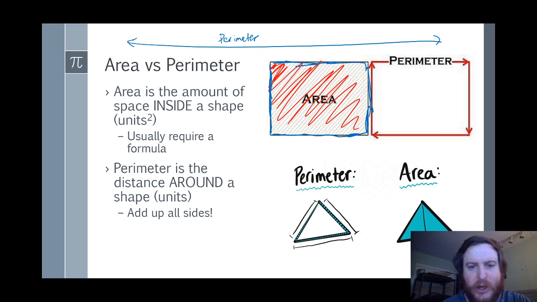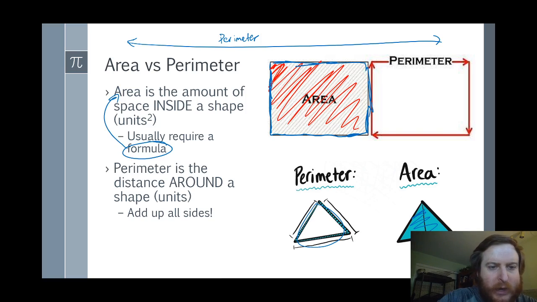Okay, if you think of a tile floor, like if you had to paint the tile, that would be the area. But if you laid a string around it, that would be the perimeter. So that's our difference. The same thing here, perimeter would be that distance around a triangle, whereas area is this blue distance within it. Okay, so for area, usually we're going to have a formula whenever we have area. Okay, and our units, if we do have units, they become units squared. And then perimeter is our distance around.